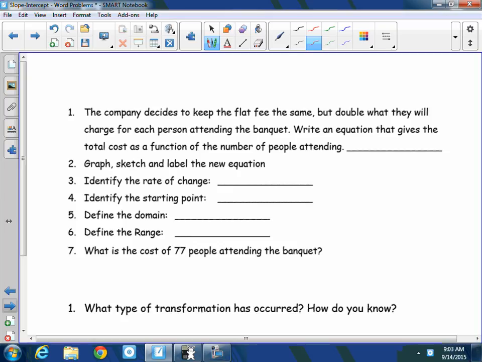All right. So now the flat fee stays the same, so it's going to be plus 95. But then what changes? Instead of $15 per person, we're going to be how much? $30 per person. So how does that change the equation? 30x. Very good.